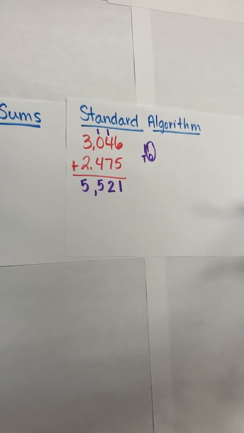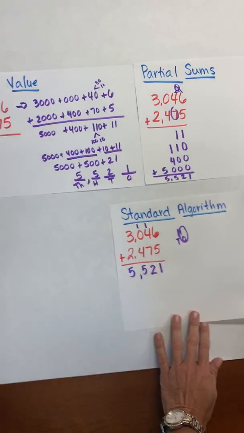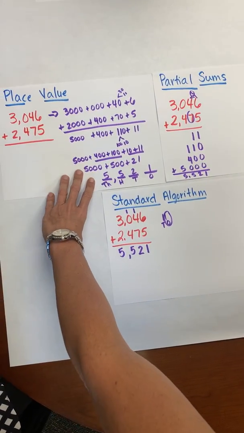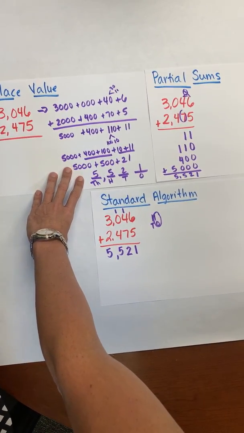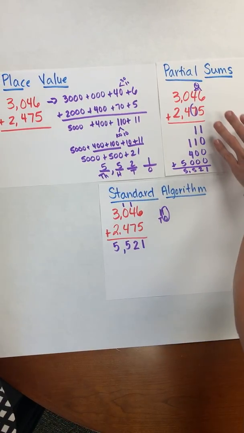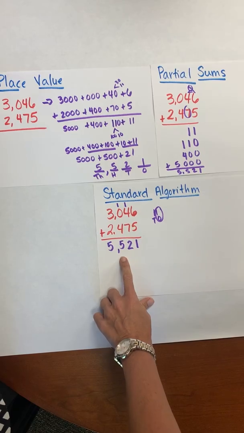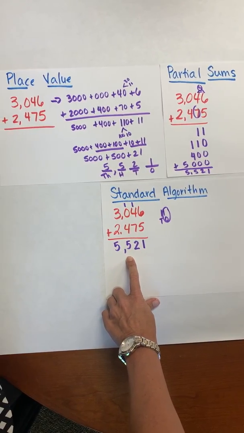So now, once again, just going to move this down here so you can see all three and how they connect. We really decomposed the number here to get our sum. We began looking at partial sums and making it vertical, condensing it all, and then we finally get to the standard algorithm, which is more efficient.